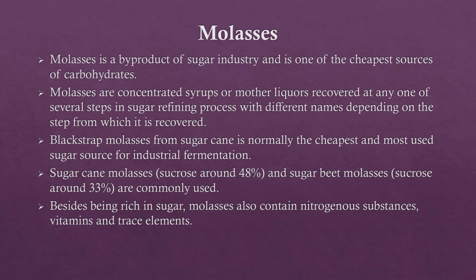Next, we will see about the carbon source molasses, which is a byproduct of sugar industry and is one of the cheapest sources of carbohydrates. Molasses are concentrated syrups or mother liquors recovered at any one of the several steps in sugar refining process, with different names depending on the step from which it is recovered. Blackstrap molasses from sugar cane is normally the cheapest and most used sugar source for industrial fermentation. Sugarcane molasses and sugar beet molasses are commonly used. Besides being rich in sugar, molasses also contain nitrogenous substances, vitamins, and trace elements.